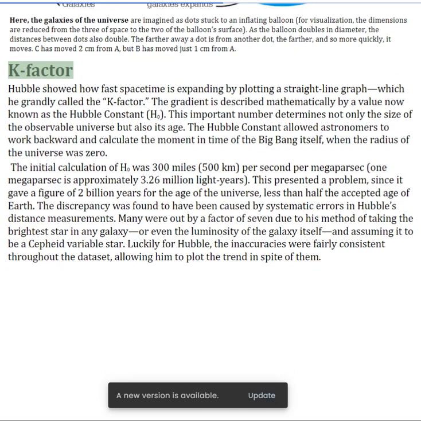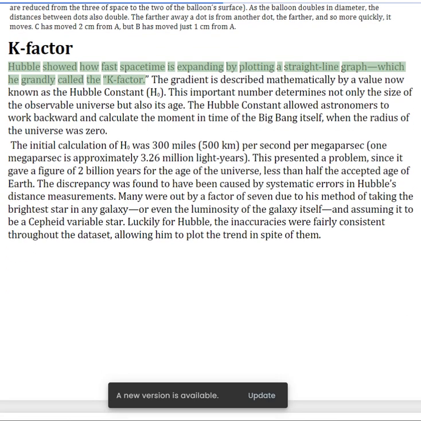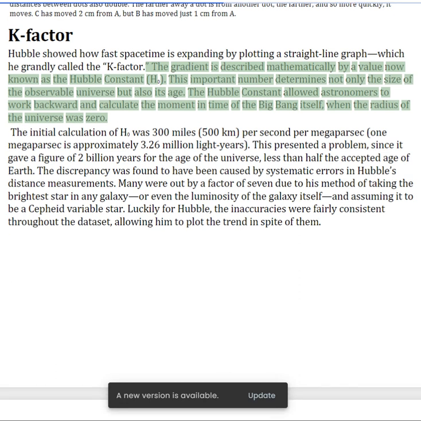K-factor. Hubble showed how fast spacetime is expanding by plotting a straight-line graph, which he grandly called the K-factor. The gradient is described mathematically by a value now known as the Hubble constant. This important number determines not only the size of the observable universe but also its age. The Hubble constant allowed astronomers to work backward and calculate the moment in time of the Big Bang itself, when the radius of the universe was 0.